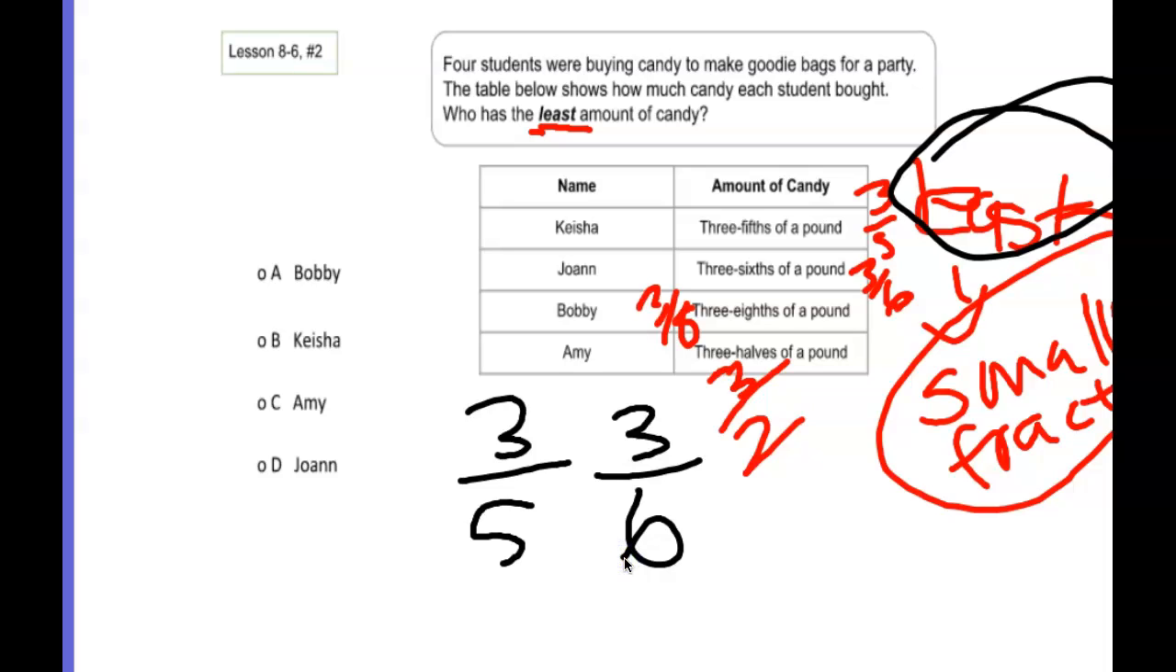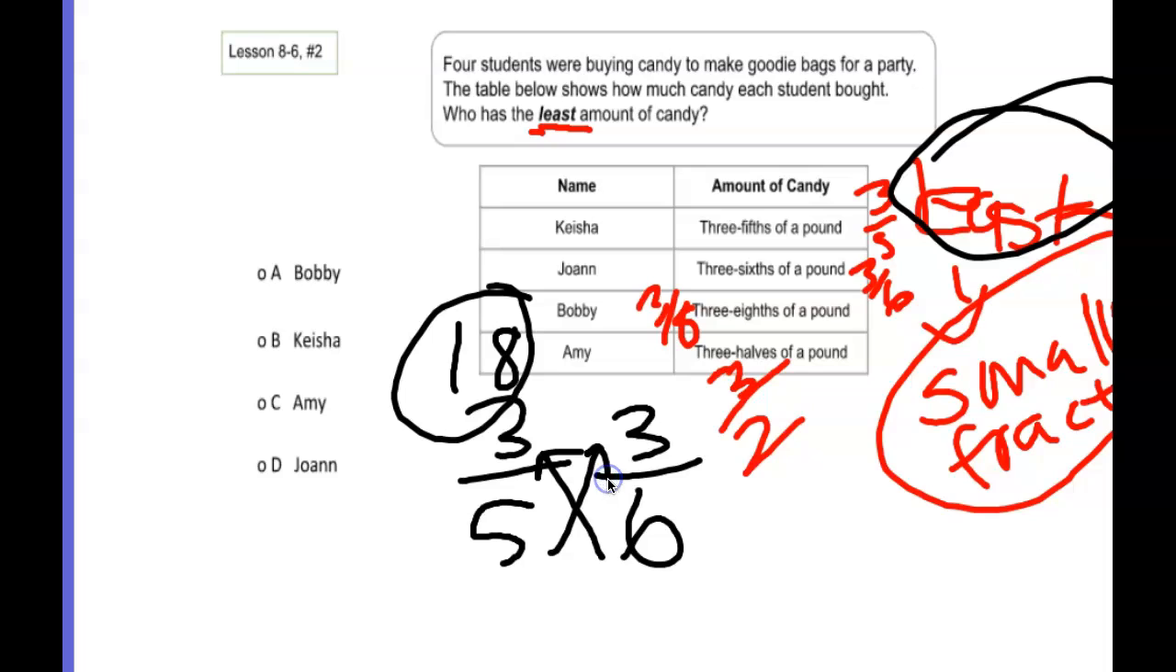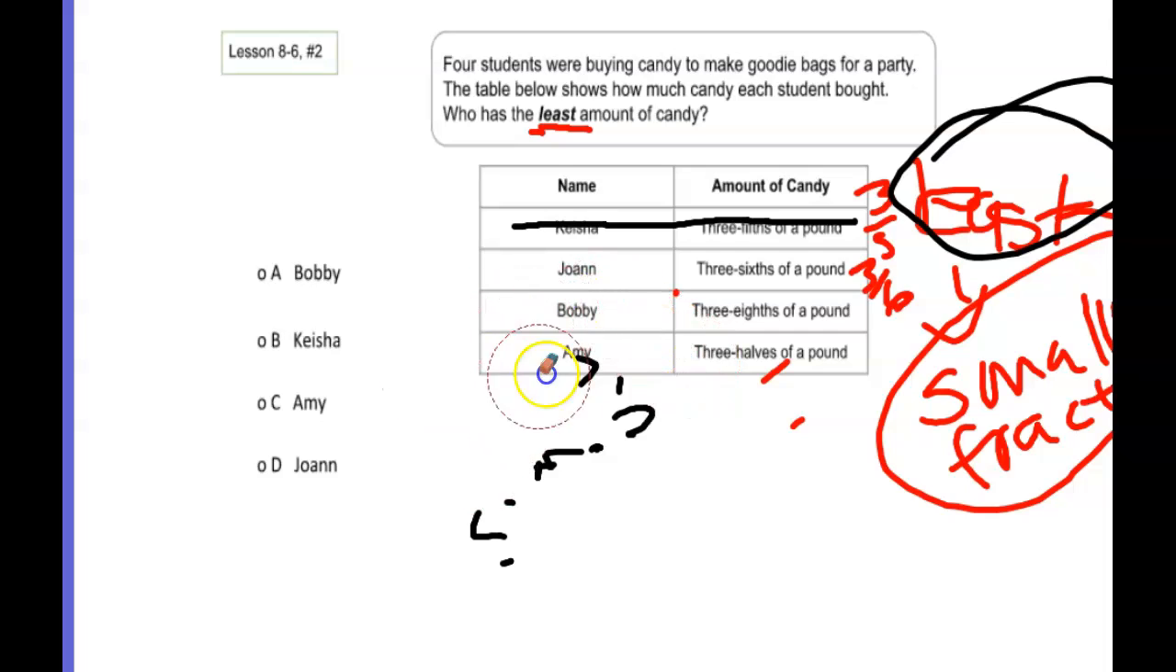We're looking for the smallest. So again, butterfly method. What will I multiply first? Great. 6 times 3 is 18. And then 5 times 3 is 15. Which one's the smallest, 3/5 or 3/6? Good. 3/6 is the smallest. So I'm putting my arrow right here too. 3/6 is smaller than 3/5. So I am going to cross out the biggest. I'm going to cross out Keisha because 3/6 is smaller than 3/5, and I'm trying to find my smallest fraction, right? So then I want to erase this. So then I know Joanne is smaller than Keisha.